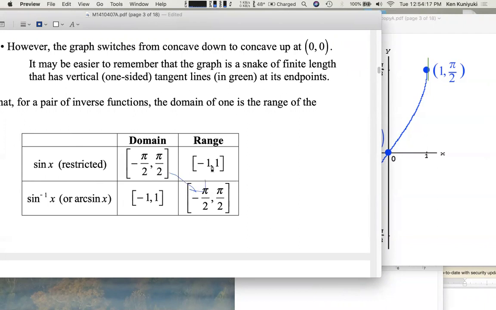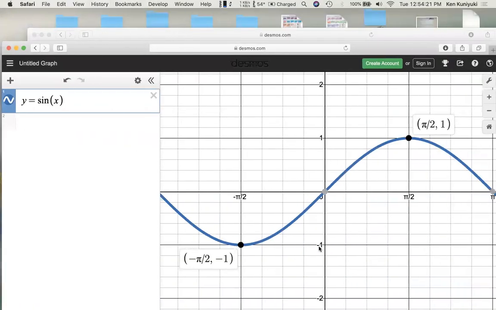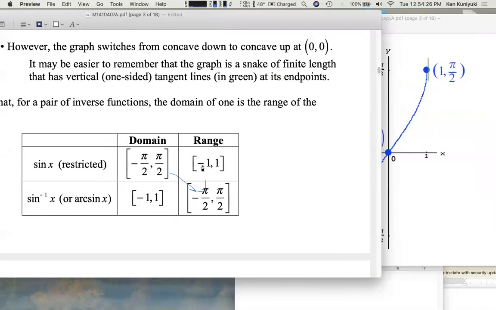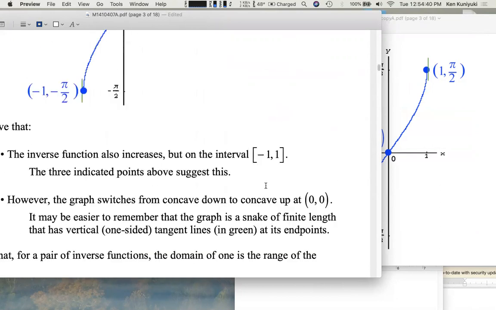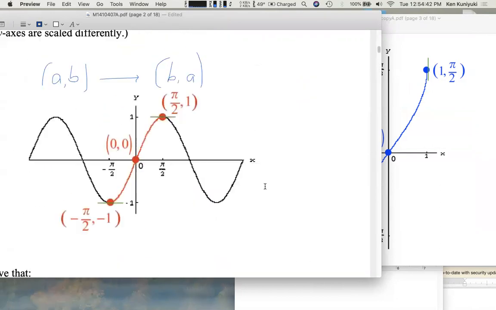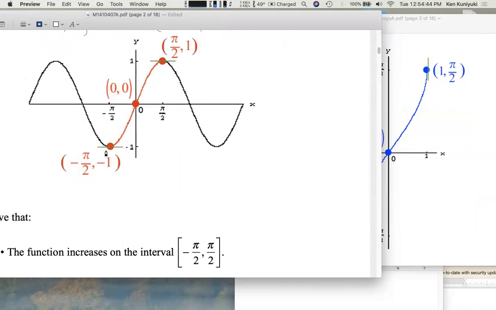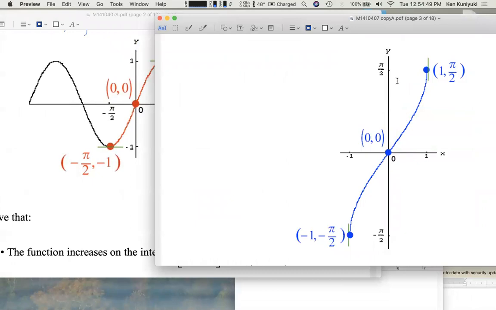Likewise, the range for both the original and the restricted sine function, the y-coordinates we pick up, went from -1 to +1. The range for the sine function now becomes the domain for the inverse sine function. The domains and the ranges switch. And these are all closed intervals. So observe, the old domain went from -π/2 to π/2. That's the new range, from -π/2 to π/2.